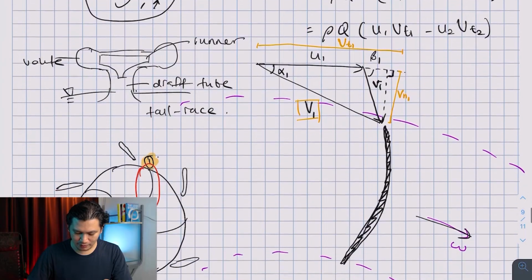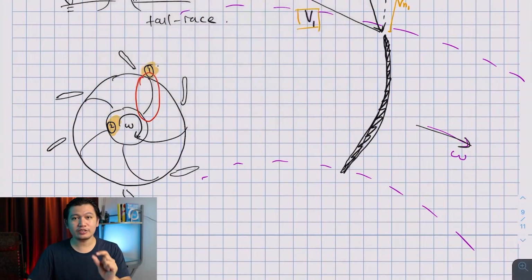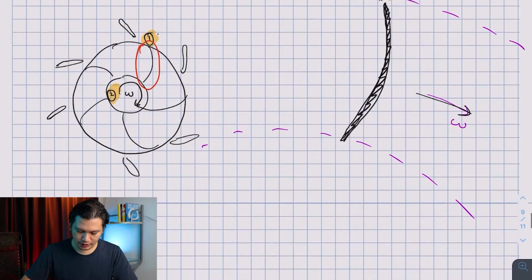Let's take a look at what happens at the exit. Remember what I told you before, that the velocity component that is parallel to the blade is the relative velocity. So that's what we are going to draw first. Here the flow goes from here to here. So guess what? This is your V2, the small v2, right?